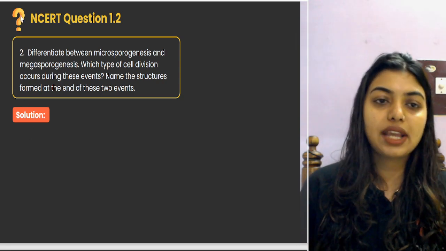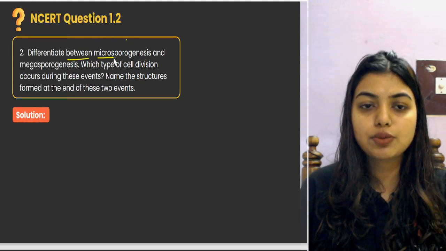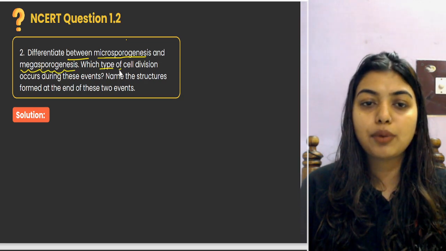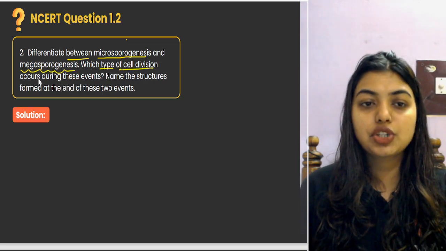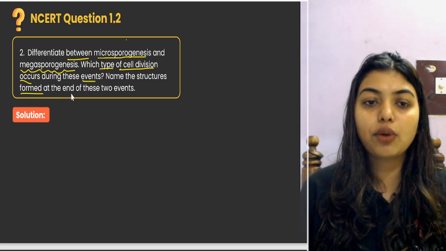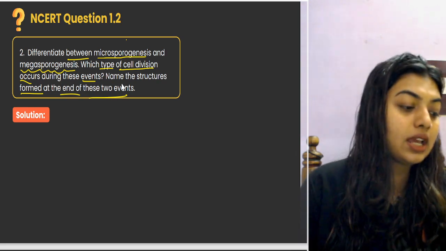Now, next question, the second question: we are going to differentiate between microsporogenesis and megasporogenesis. Which type of cell division occurs during these events? Name the structures formed at the end of these events. Okay, now we have around 3 to 4 questions.